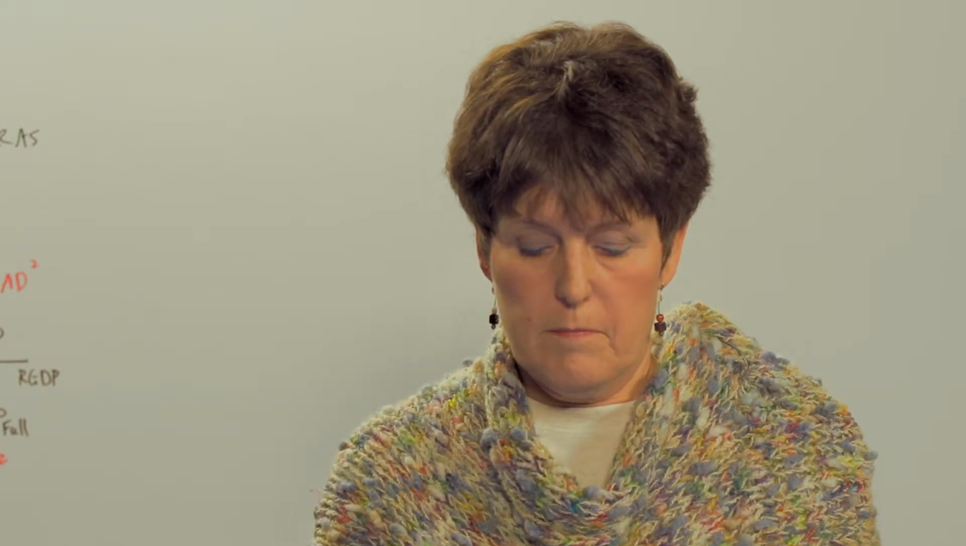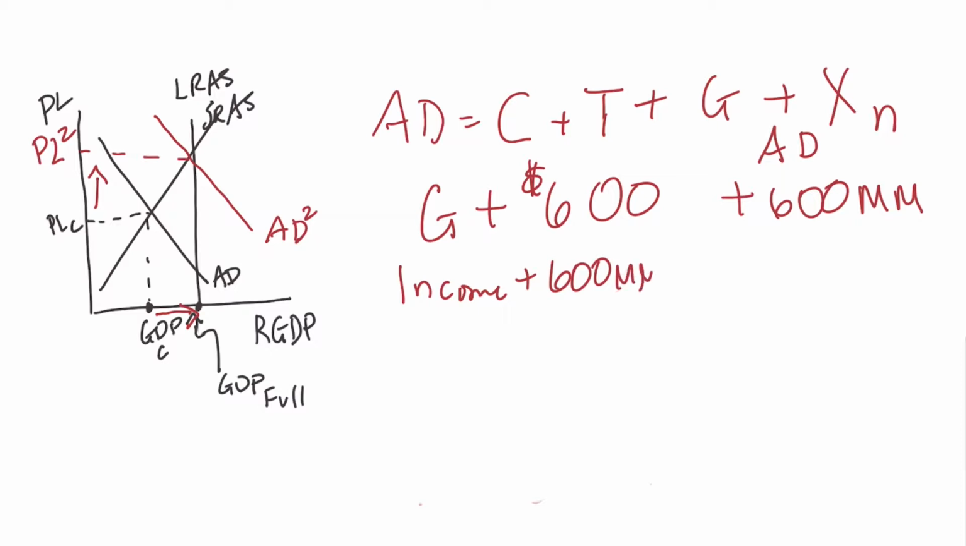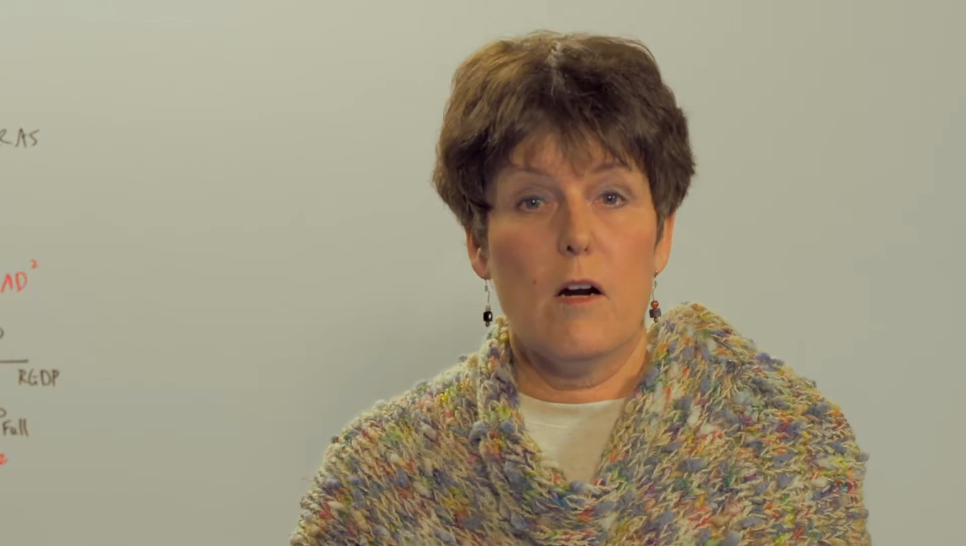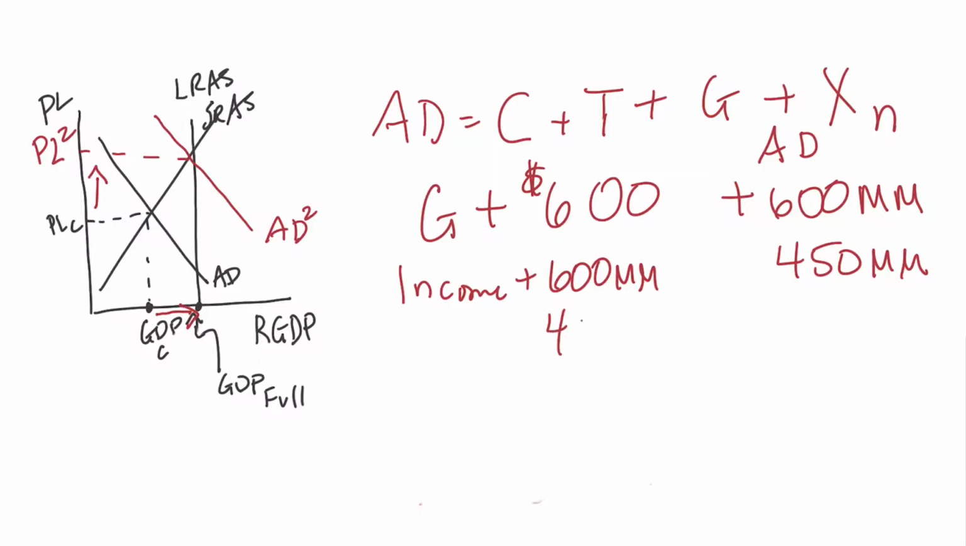When the workers at the jet factory get an additional income of $600 million, in our case, they're going to spend $450 million. In other words, they're going to demand $450 million of additional goods and services. And you ain't seen nothing yet. Now, the people who produce the goods and services that the jet factory workers want are going to have an additional income of $450 million. They're going to spend 75% of that, or $337 million.